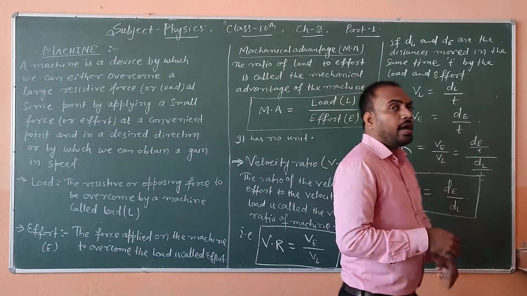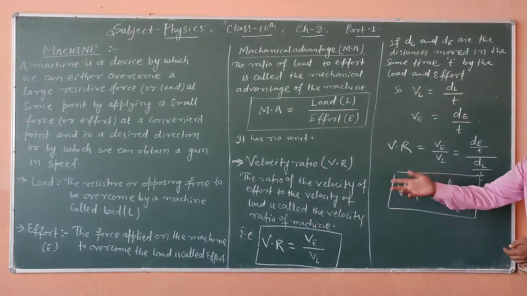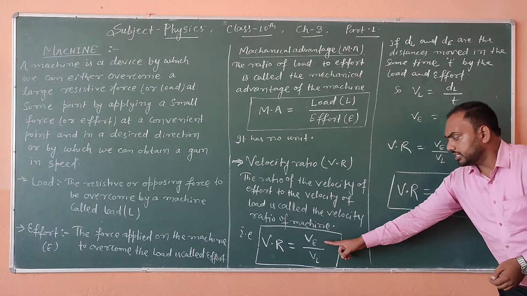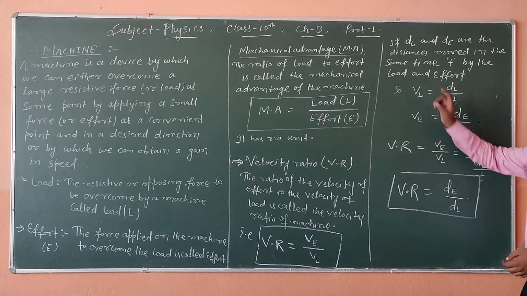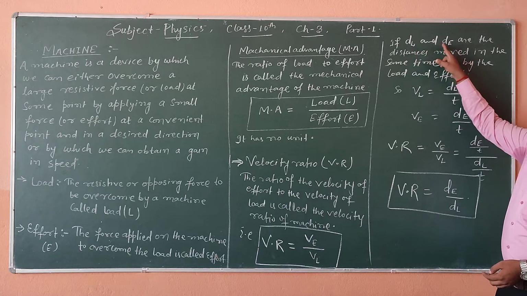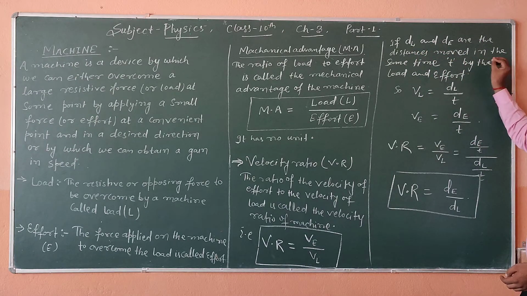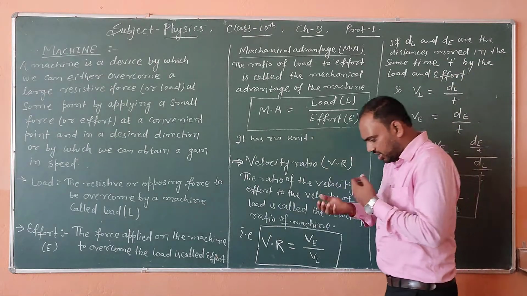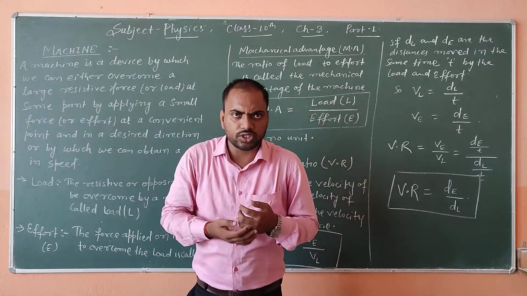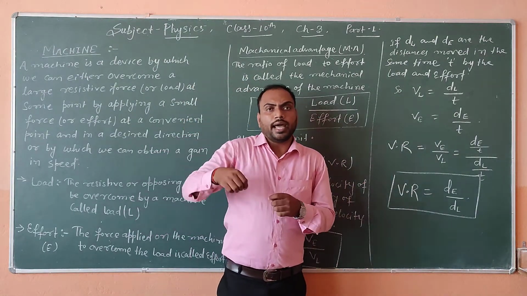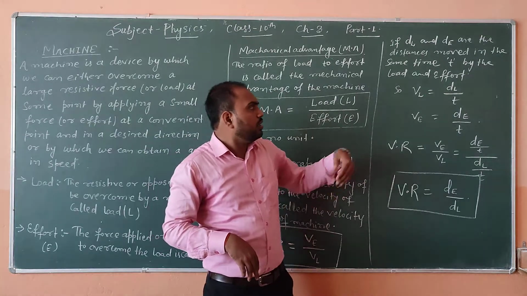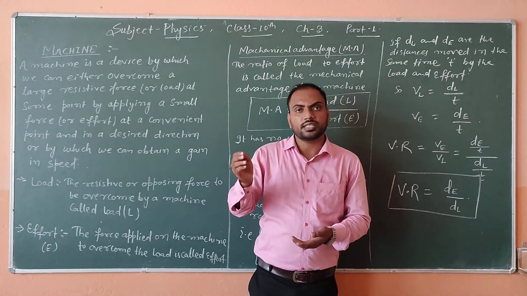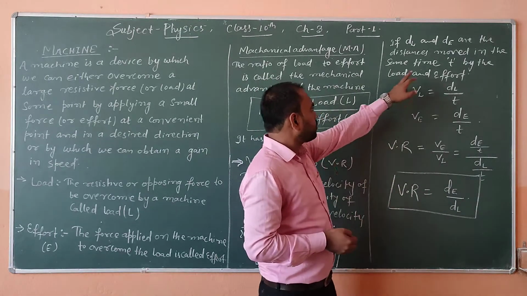Okay. Now I am going to find another formula of velocity ratio. This is in the form of velocity, while this is in the form of displacement or distance. Let's suppose that dl and de are the distances moved in the same time t by the load and effort. Let's suppose you are applying an effort, a force on something, and it moves some distance in a particular time. Then the load will also move some distance in the same time. Let's suppose that time is t.